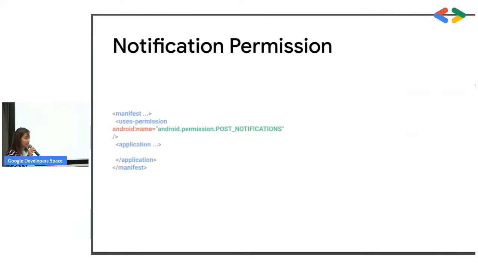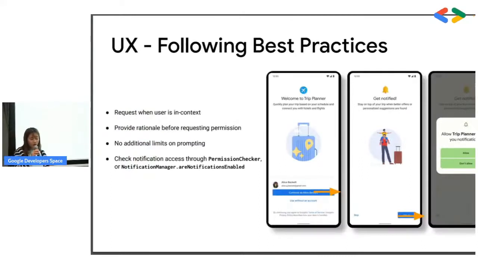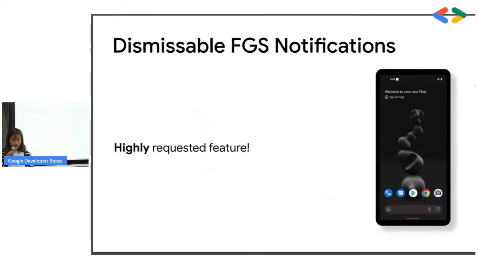If you are targeting Android 13, you need to declare the permission. By following best practice, you should provide rationale information before you request the permission, and there is no limitation on prompting for a permission. In Android 13, the foreground service notification will appear in your notification area and can be dismissed.